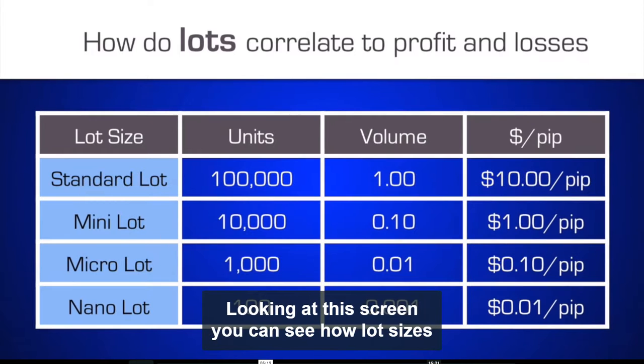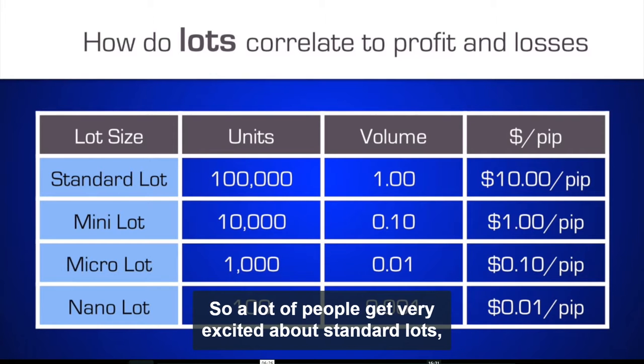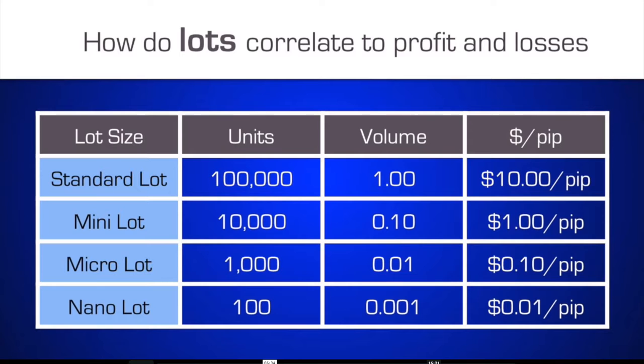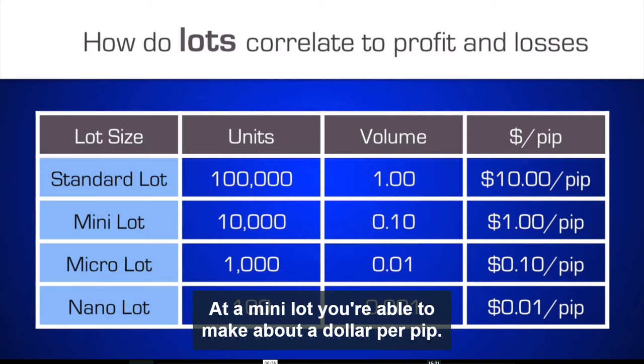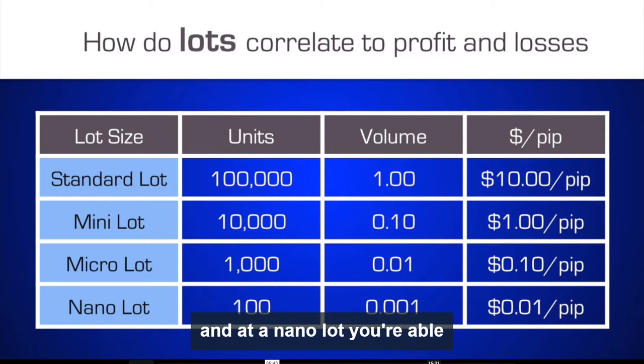Looking at this screen, you can see how lot sizes can correlate to the profits and losses. So a lot of people get very excited about standard lots because at $100,000, you're now able to make around $10 per pip. At a mini lot, you're able to make about $1 per pip. At a micro lot, about 10 cents per pip. And at a nano lot, about 1 cent per pip.